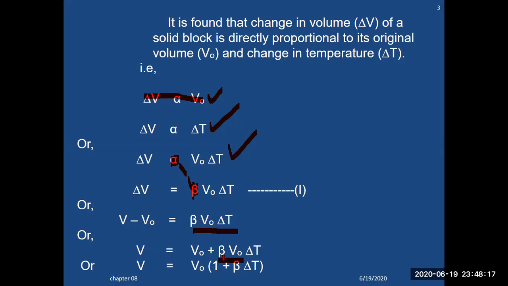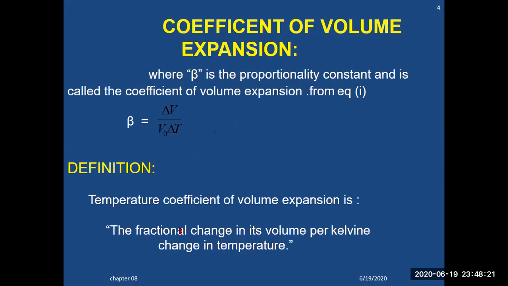And if you further simplify by putting the value of change of temperature, then we will be getting this: beta is equal to del V over V naught del T. This is the increase in volume per Kelvin rise in temperature per unit volume. That is basically the coefficient of volumetric expansion, where beta is the proportionality constant. So here it is defined like this.